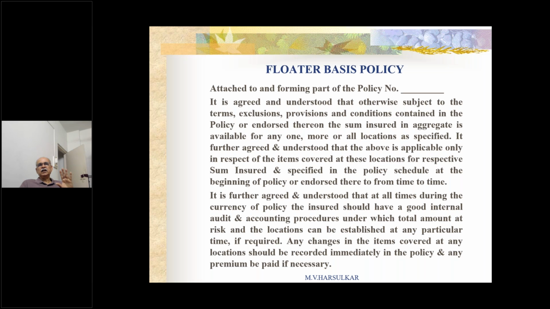Tariff is clearly saying that a policy should have a location-wise list. CPM policy, that is the basic thing. But CPM policies with multiple locations were earlier also given without floater. So a location-wise list is specifically mentioned for the CPM policy. In the electronic policy also, the same thing is applicable.